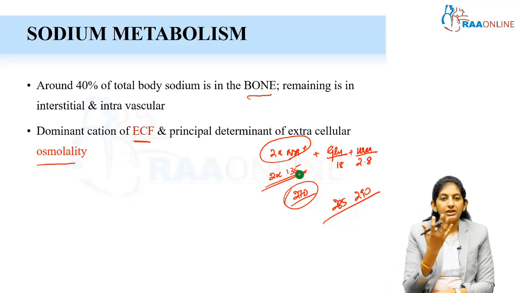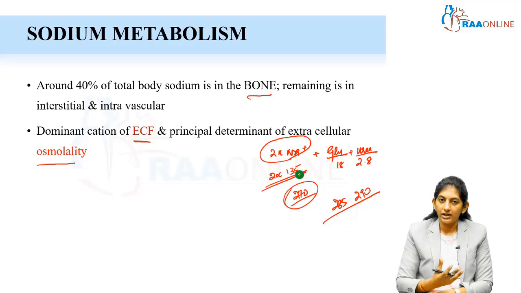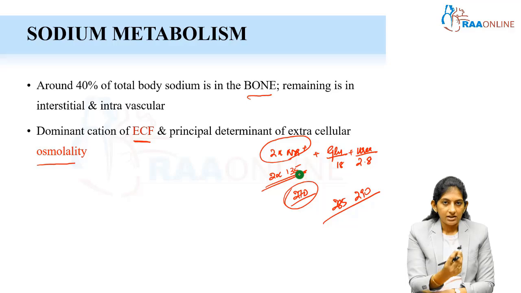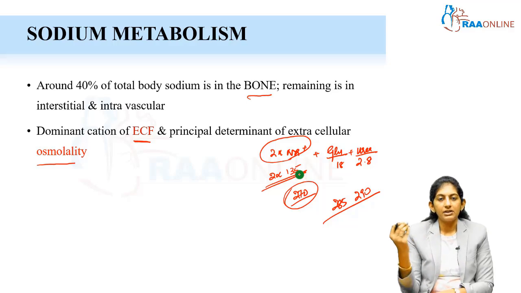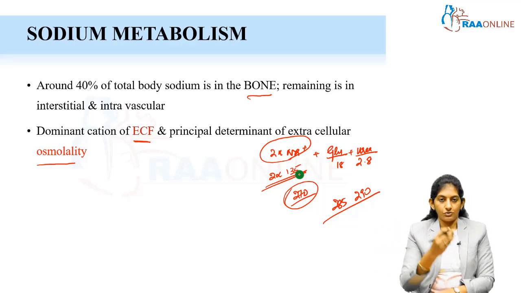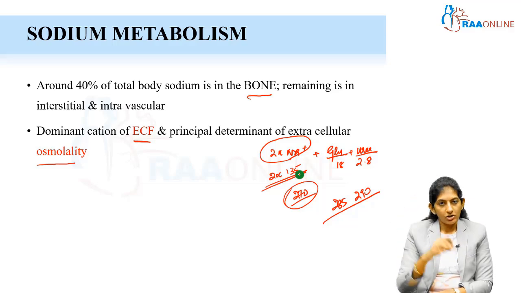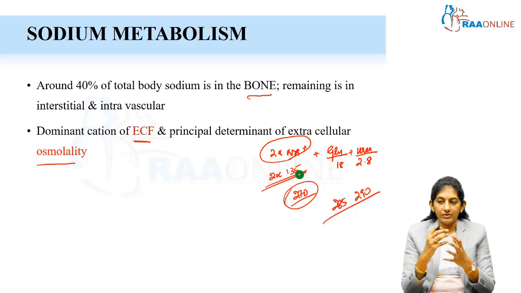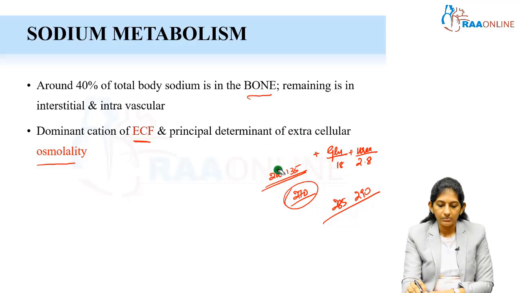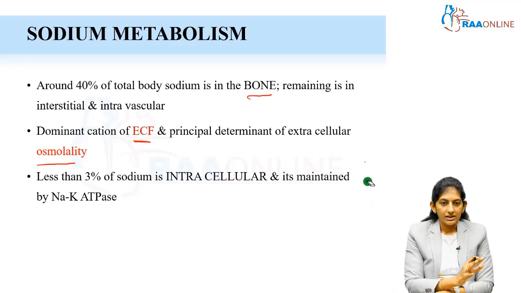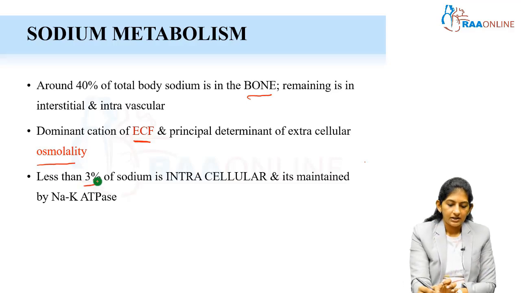So the principal determinant of osmolality is what ion? Sodium. Okay, so sodium is predominantly present in extracellular fluid and it is the principal determinant of your osmolality. So sodium rises, water will come along with it, sodium falls, then water also will get lost. Sodium will pull water wherever it goes. You can remember that, or just remember it is the principal determinant of extracellular osmolality. So predominantly it is extracellular, only 3% is intracellular.